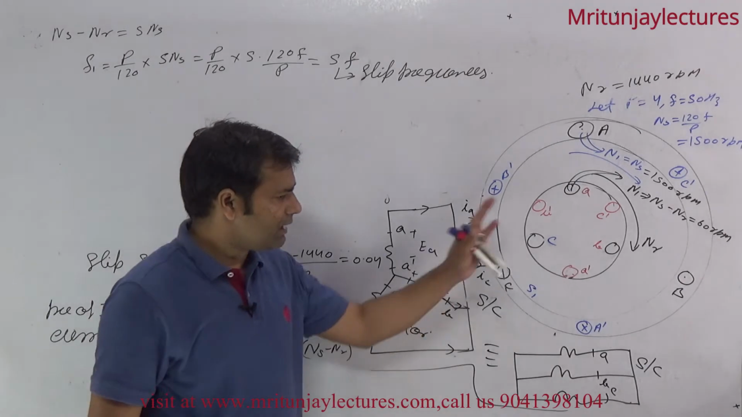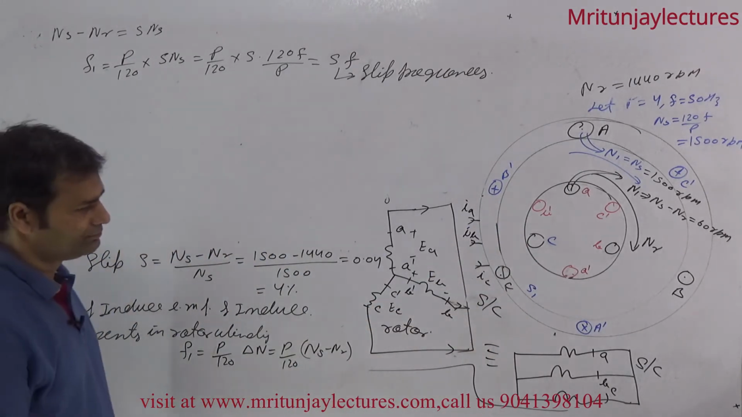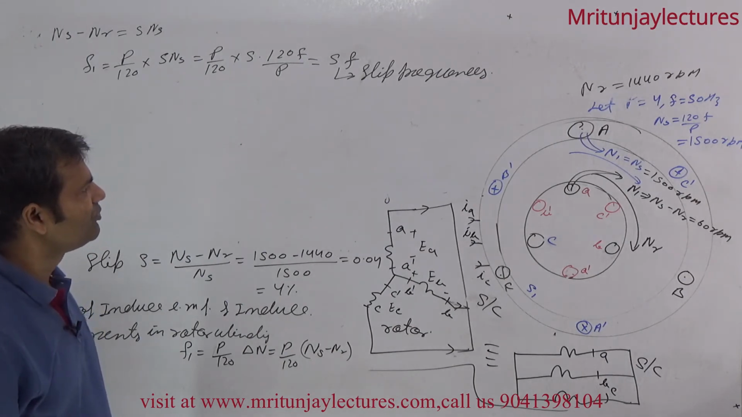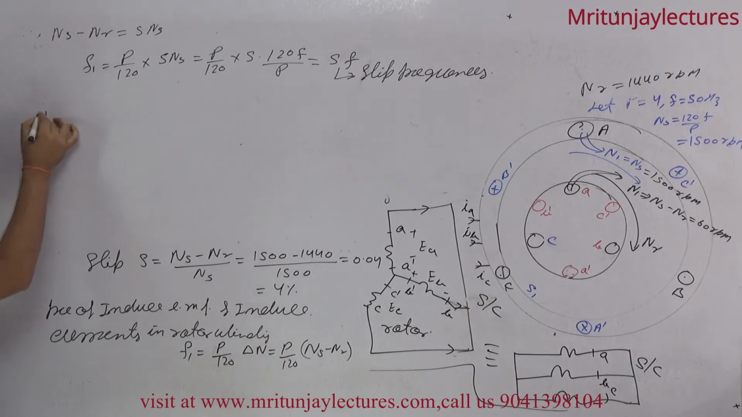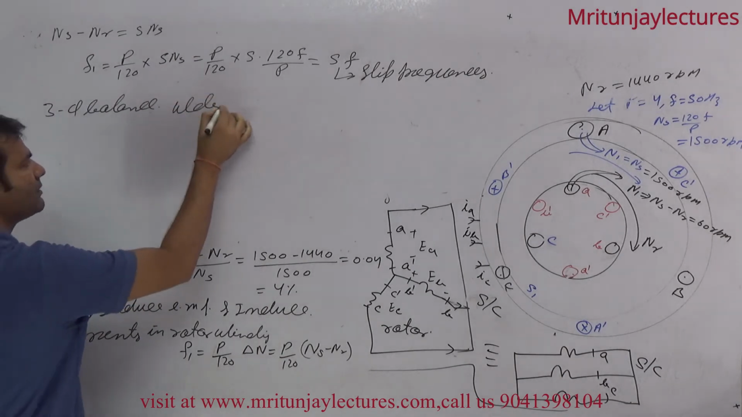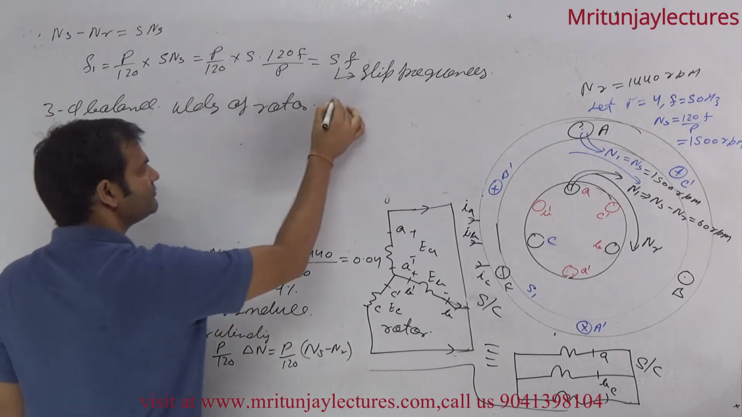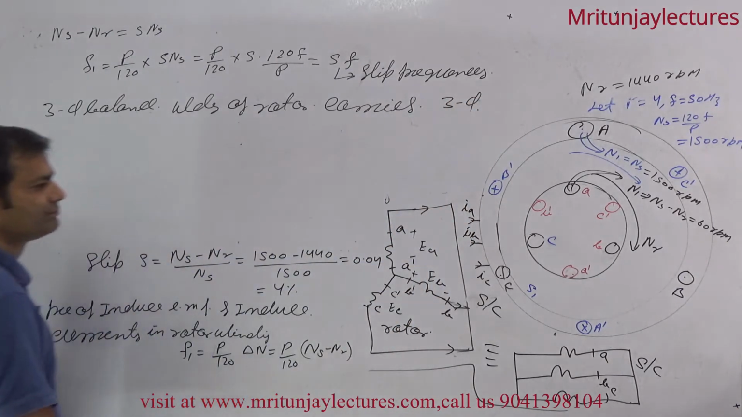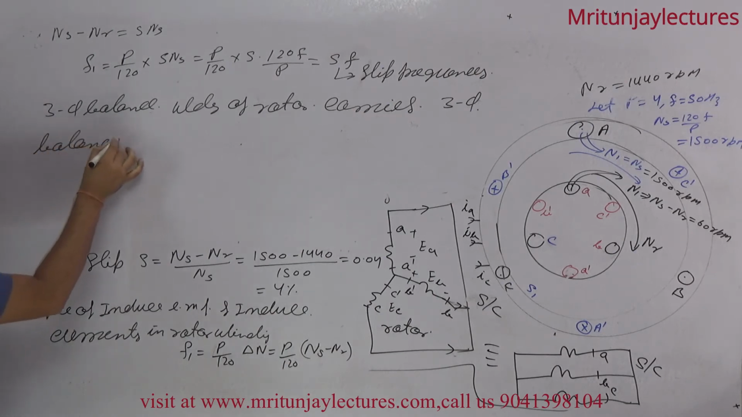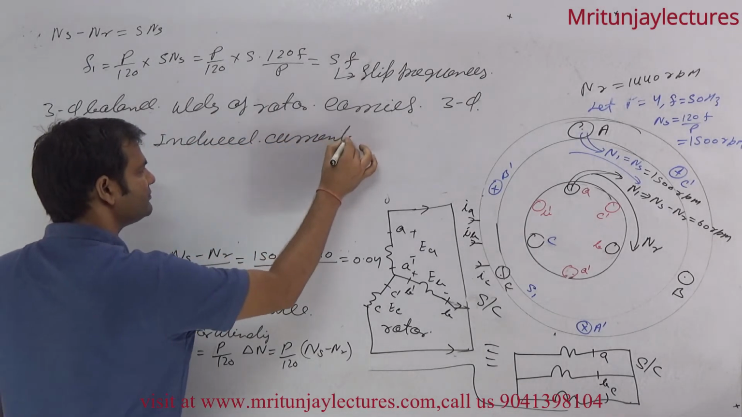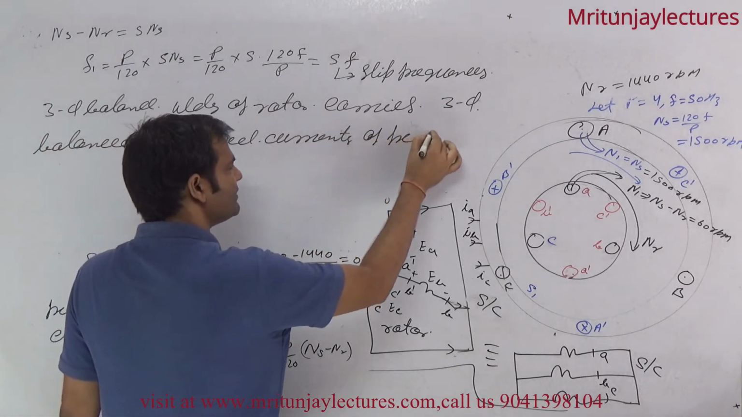Now another way: the three-phase balanced winding of the rotor carries three-phase balanced induced current of frequency F1 = SF.